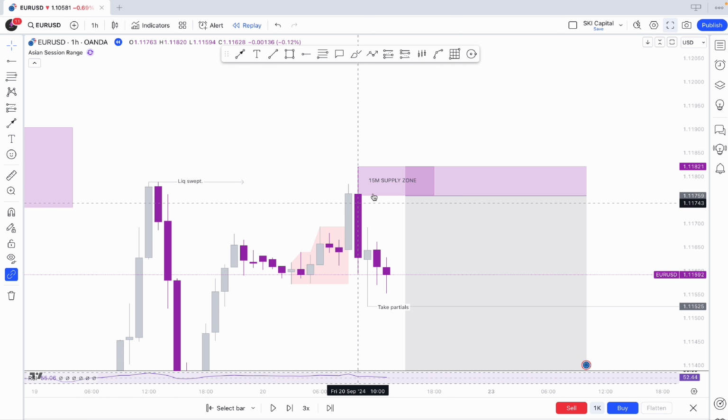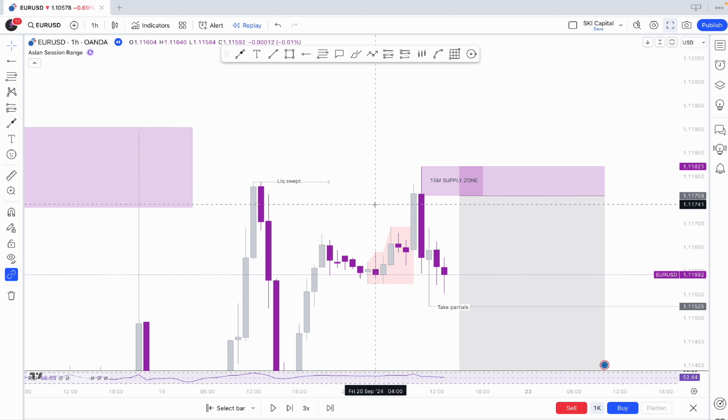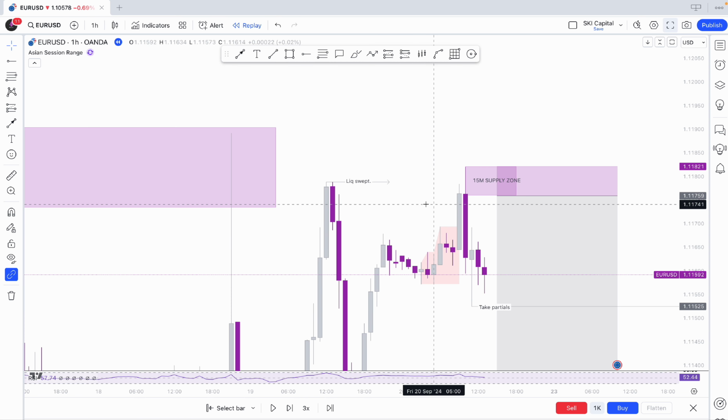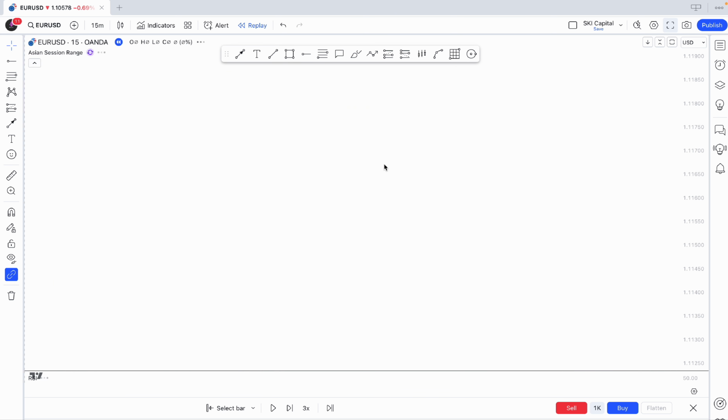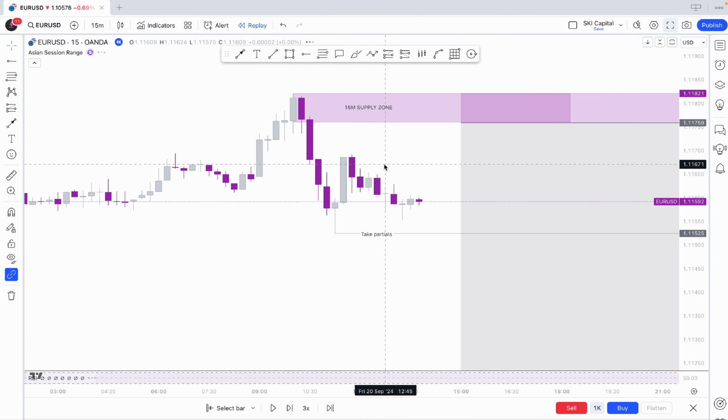You can see that I found my 15-minute supply zone because price just broke or manipulated the high of the Asian session range. What we're expecting right now is price to manipulate the low of the Asian session range. And I knew, as I told you, we're going bearish on this one, right? So I went in 15 minutes after that. That's pretty simple. I know my time, right?